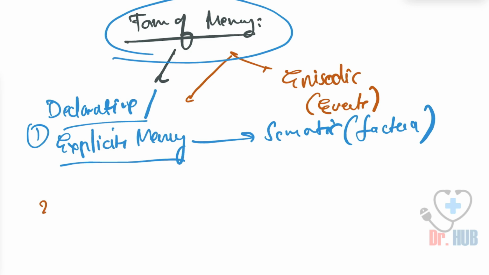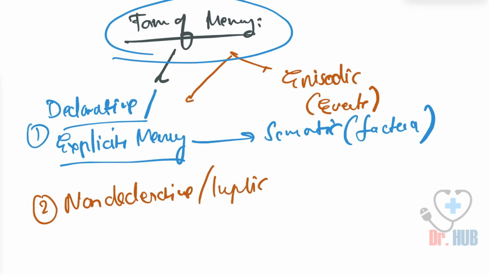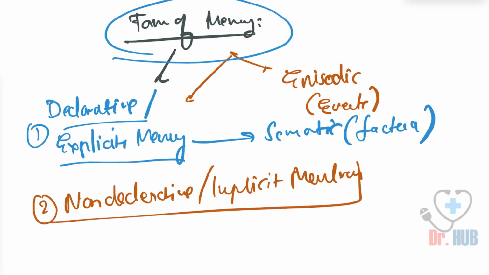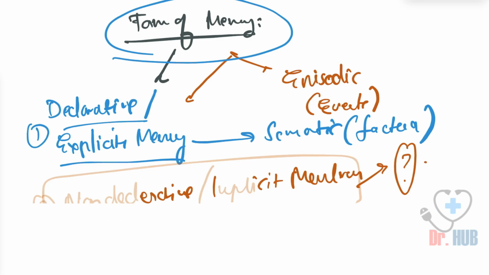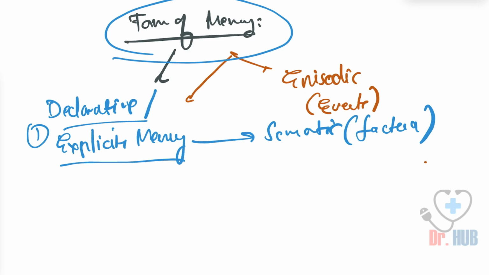Then we have something known as the non-declarative or the implicit memory. This will be the second classification type. Under this there are again a few more. We will discuss it later in this video. First we are just going to look at the episodic and the semantic.